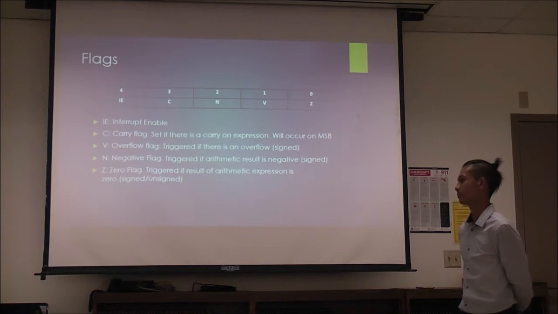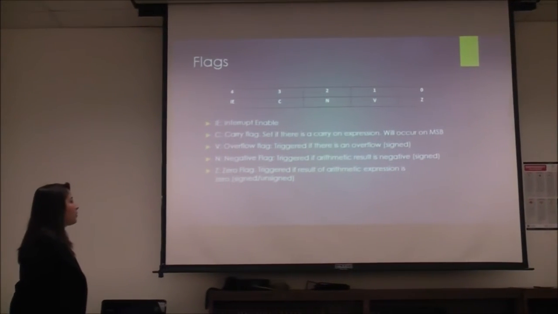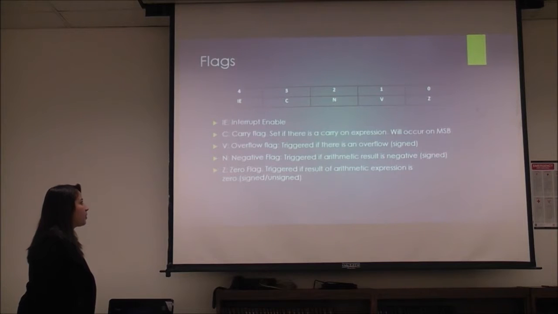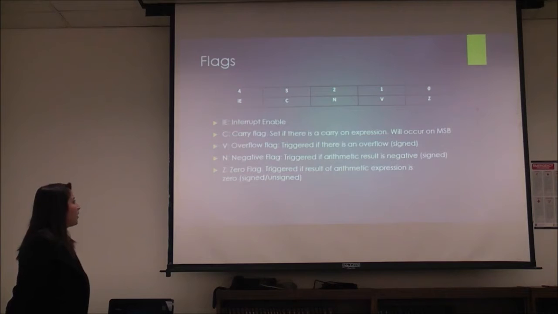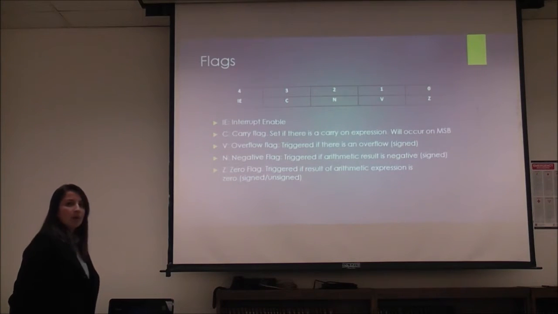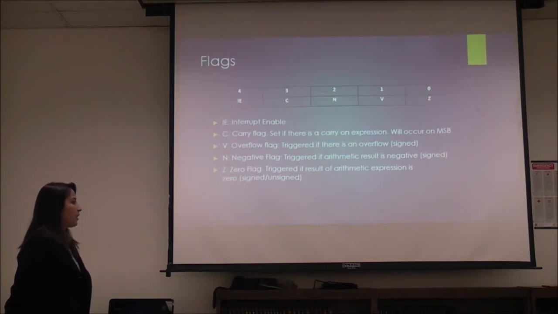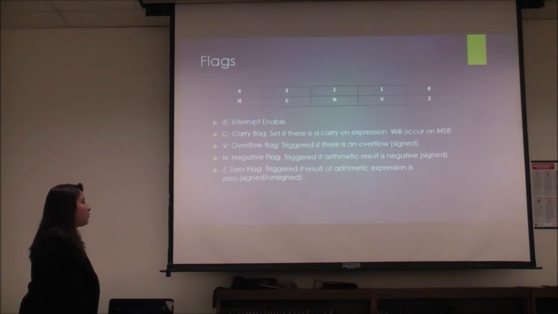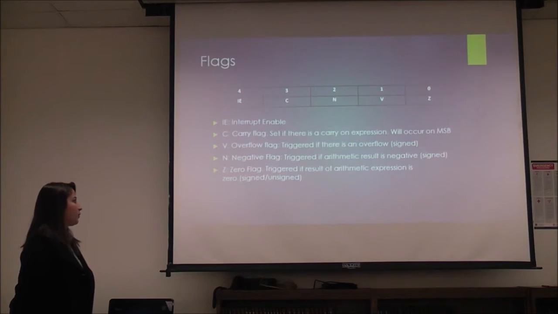Flags. Okay, so for the flags, we first of all have the interrupt enable, which is pretty much used just for the set interrupt enable instruction. We have our carry flag, which is set if there's a carry on addition, also when we borrow in subtraction. We have the overflow flag, which is triggered if there's an overflow for signed operations. For unsigned, we set it equal to the carry flag. We have a negative flag, which is triggered if the result is negative for signed operations. We have the zero flag, which is triggered if the result is zero. This is for both signed and unsigned.